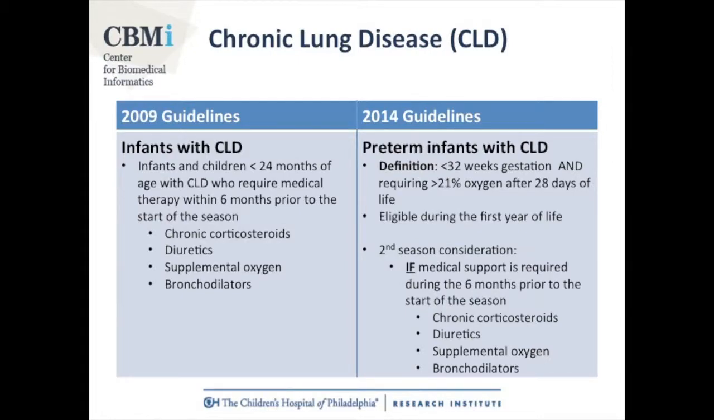Now, the second season consideration for patients with chronic lung disease, and this is really one of the focal populations for the second season of eligibility. So if they meet that criteria of chronic lung disease of prematurity and they require medical support during the 6 months prior to the start of that second season, they would be eligible for 5 doses. That, again, the medical support would be defined as chronic corticosteroids, diuretics, supplemental oxygen, and bronchodilators.